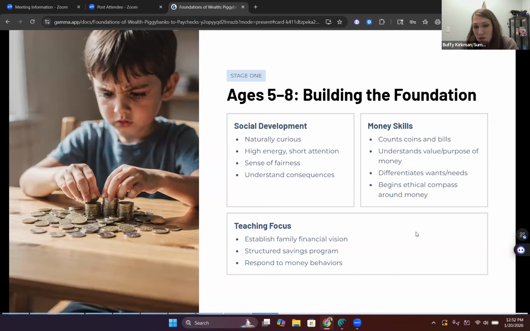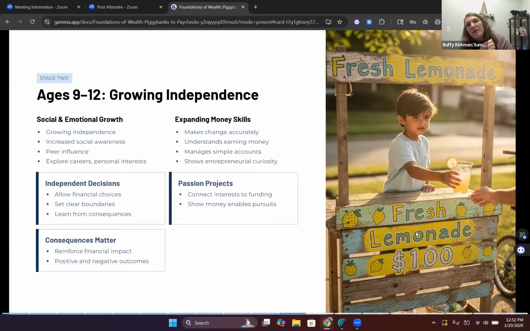All right, ages 9 to 12. This is our early adolescence. Okay, so this is their growing independence. This is what my son is right now at home. He wants to be independent. He's aware of what his friends are doing. He wants to do the things that his friends are doing.